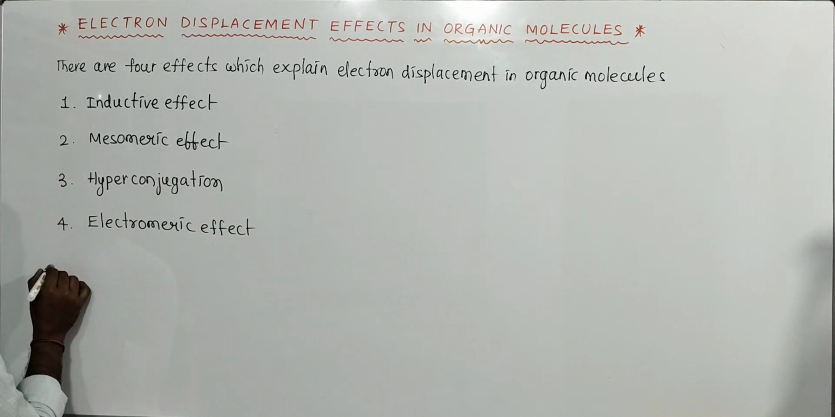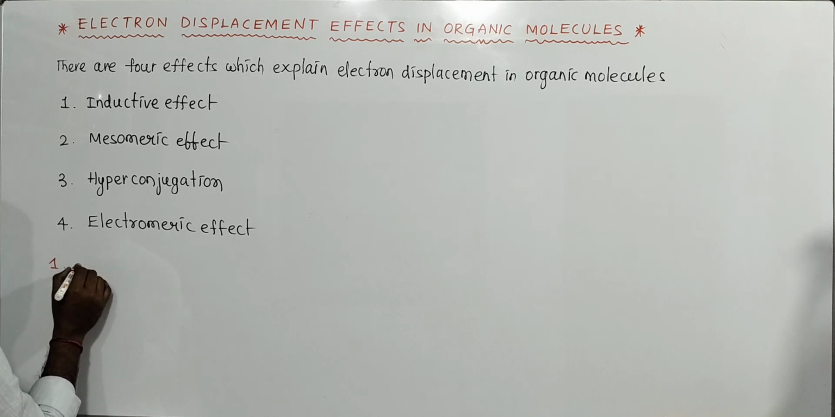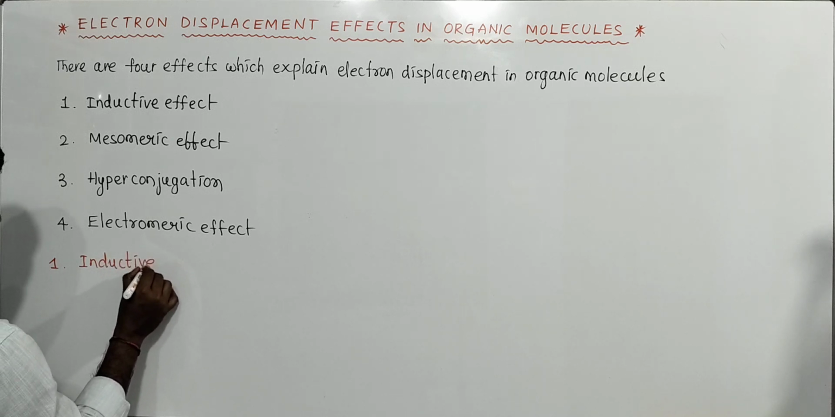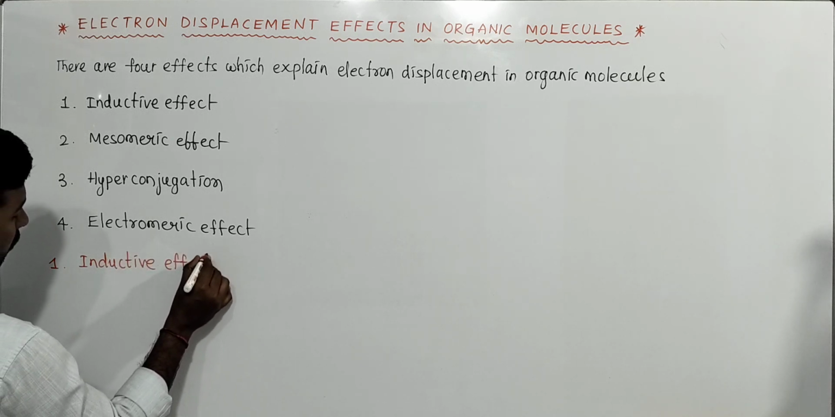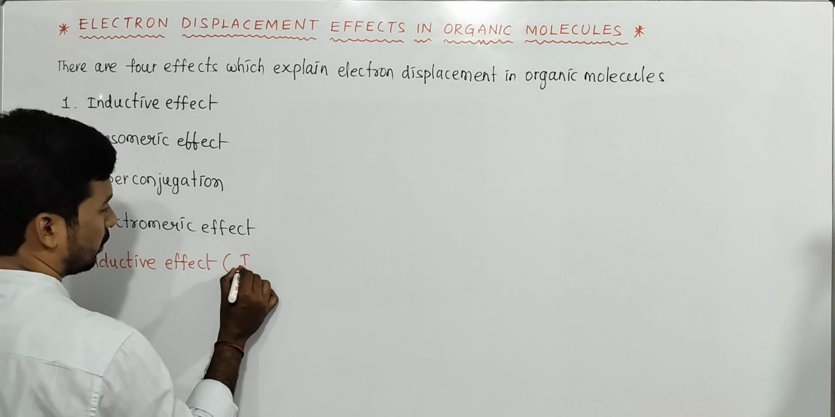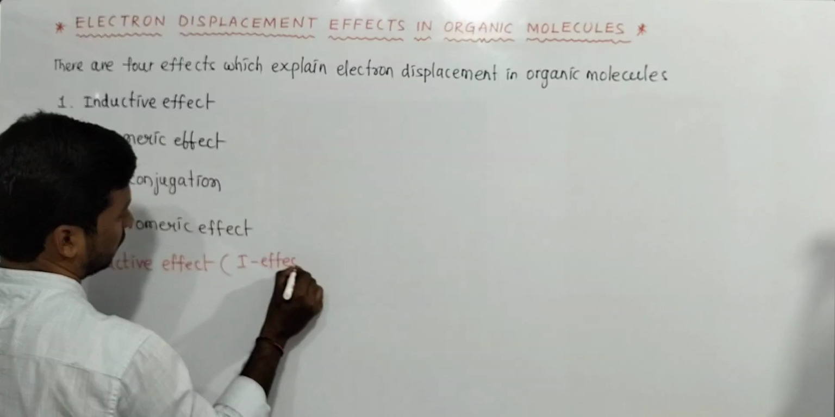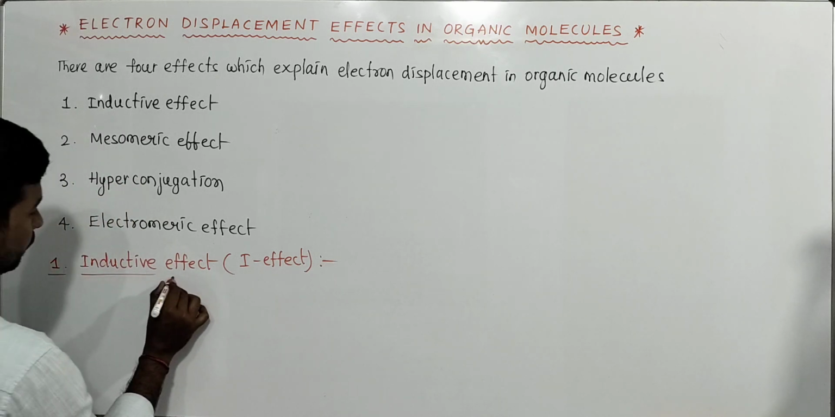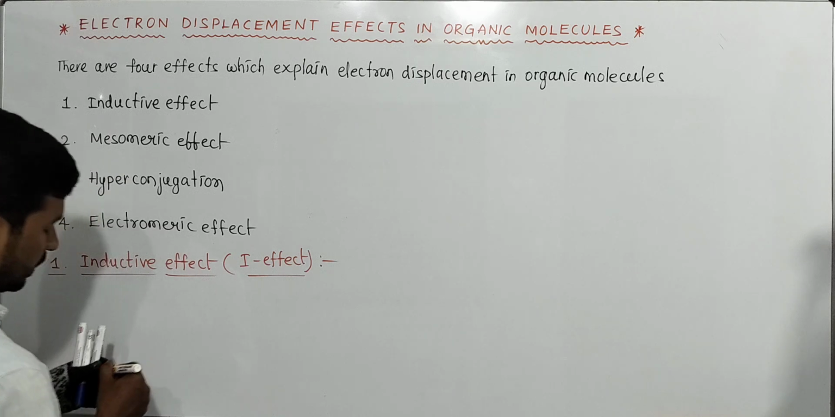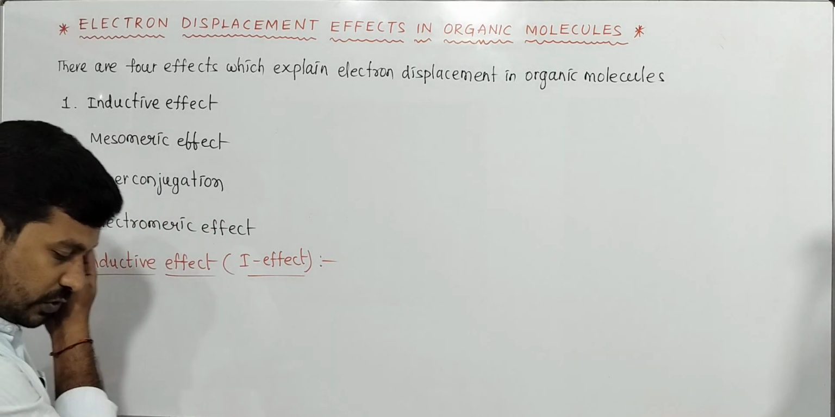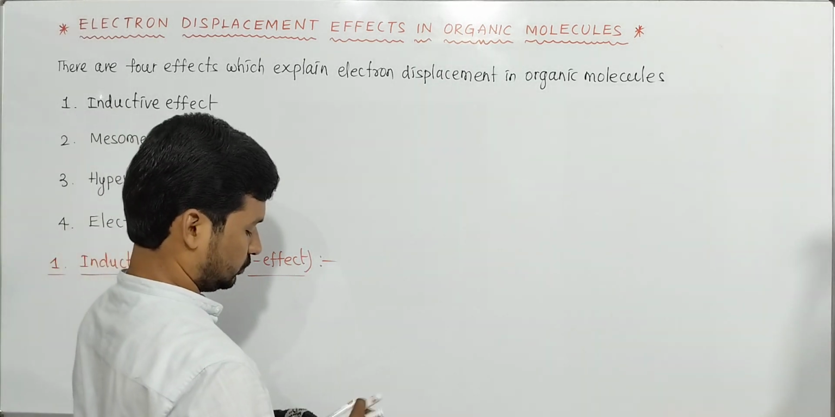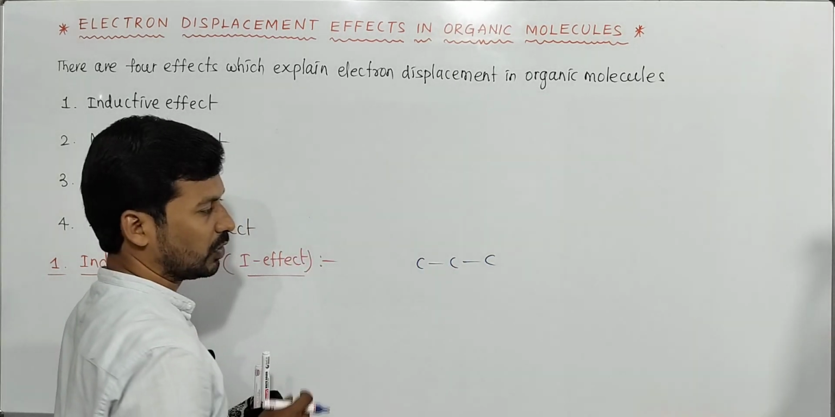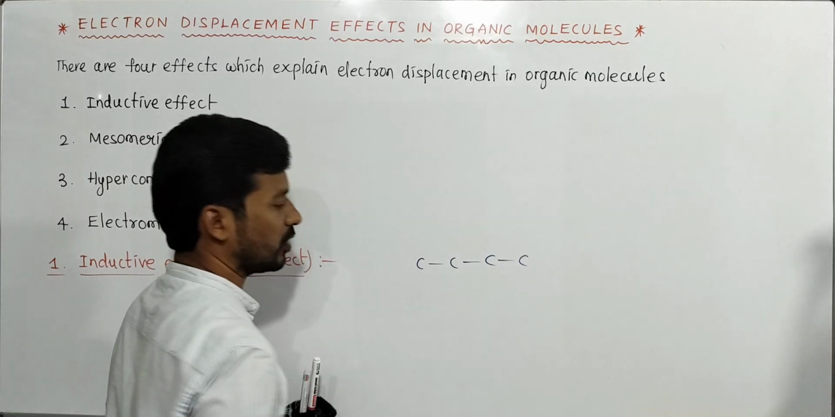Inductive effect is the first electron displacement effect. Inductive effect, shortly I effect. What is inductive effect or I effect? Polarity produced in a non-polar bond. These are non-polar bonds. Taking one more carbon.